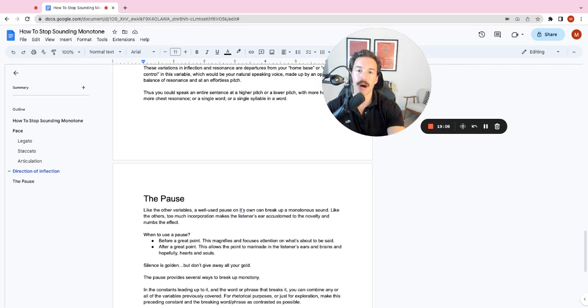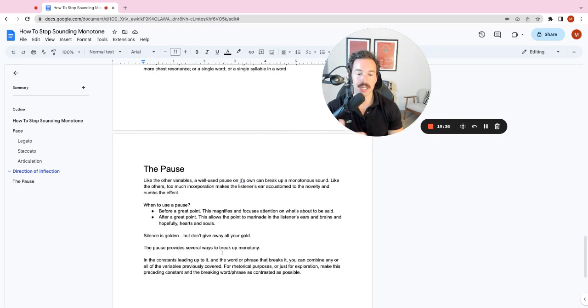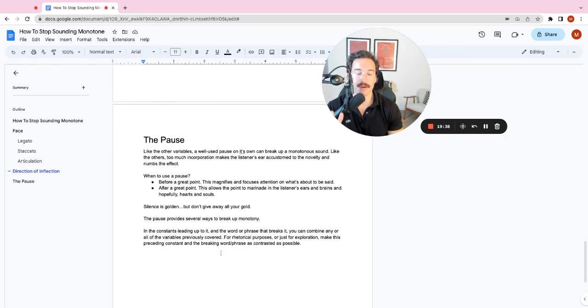Or we can use a pause after a great point. This allows the point to marinate in the listener's ears and brains and hopefully in their hearts and souls. Silence is golden, but don't give away all your gold. Don't overuse this stuff. Again, back to that sing-songy example. If you do it too much, it tends to lose its effect. So this pause is going to provide several ways to break up monotony.